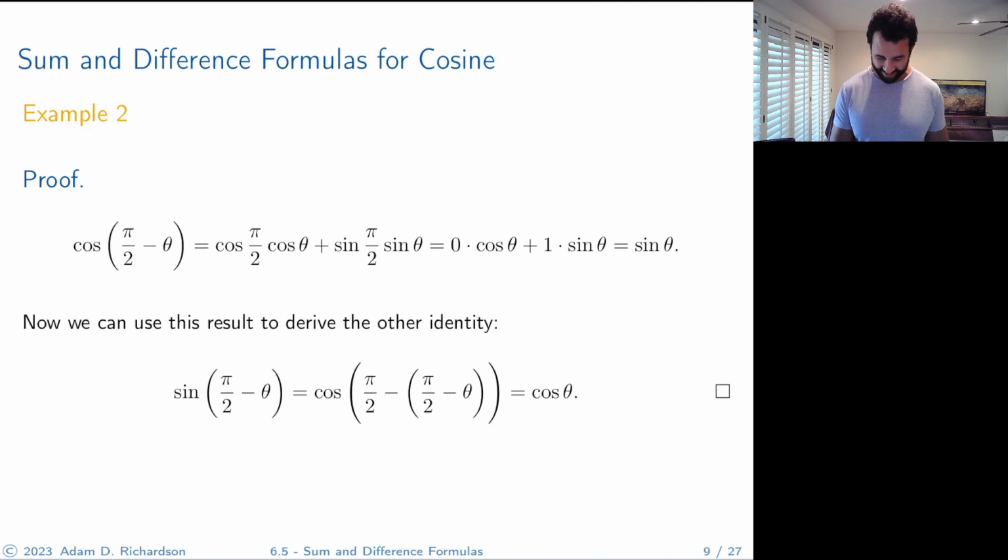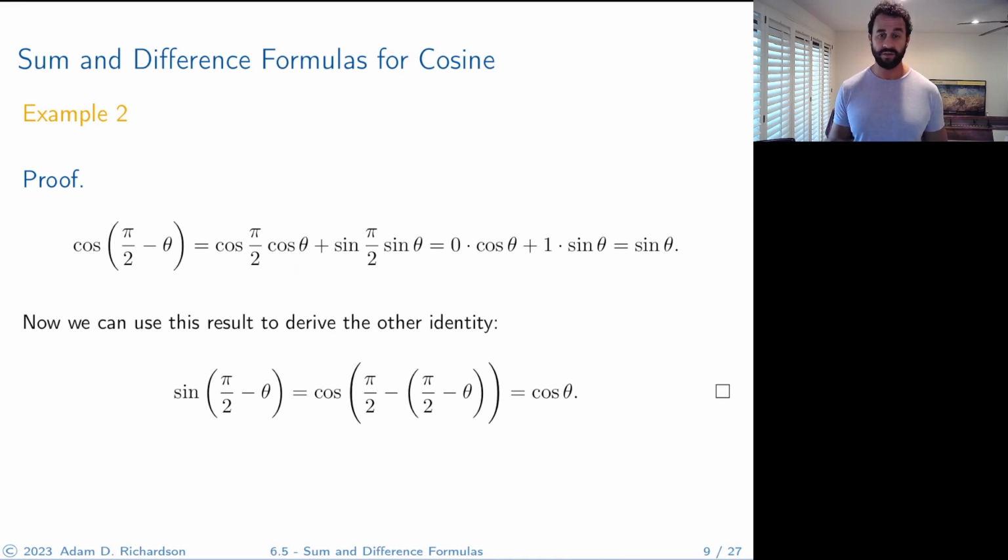But to start, we're just going to use the formulas. So cosine of pi over 2 minus theta. Use the angle difference identity, and we get this, and this. Then we just evaluate them at the angles that we know.